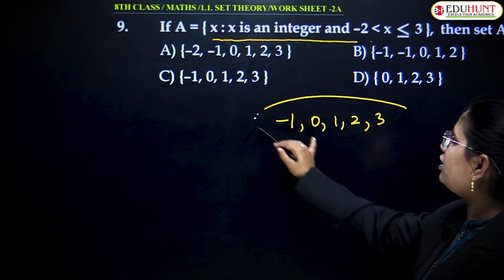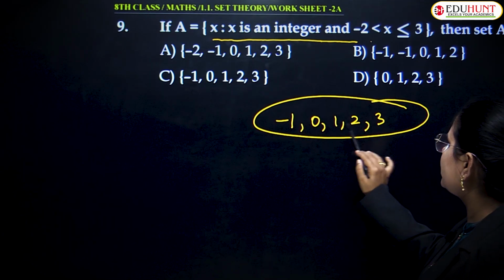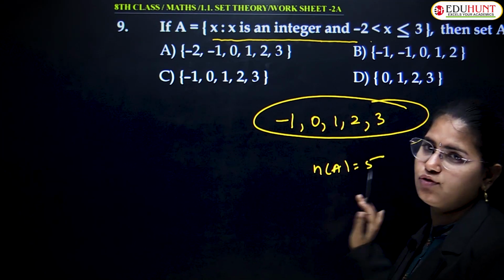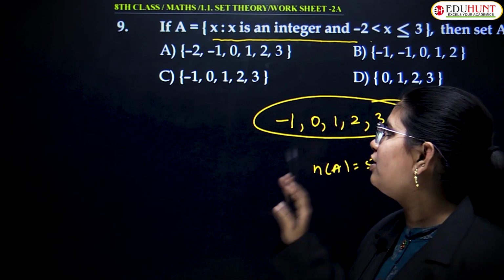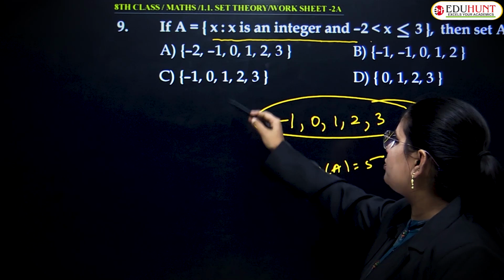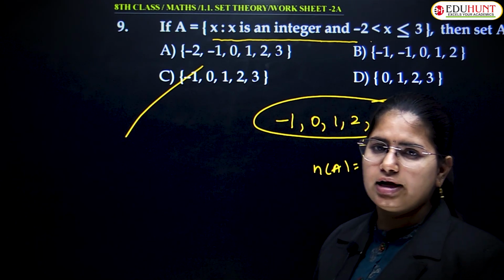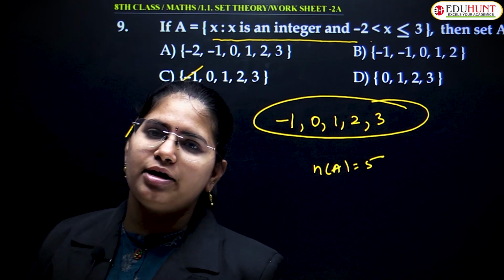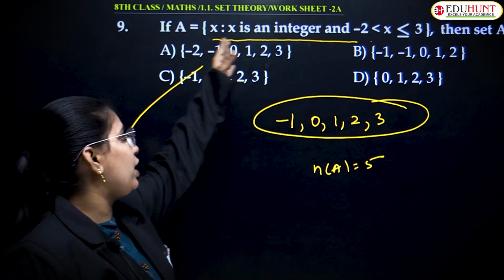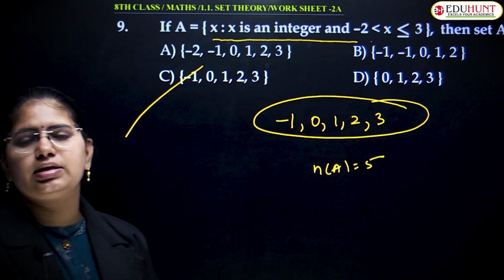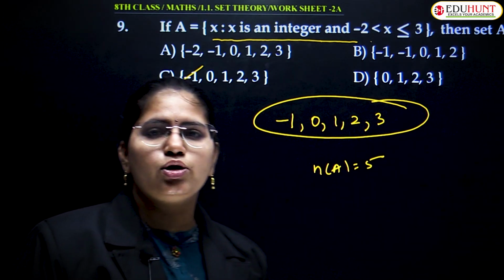So how many elements are there? 1, 2, 3, 4, 5. If I ask the cardinality of A, it is equal to 5, and of course in this question they did not ask that. They asked you the elements. So option C will be your answer. Minus 1, 0, 1, 2, 3. Right? Which is greater than minus 2, and less than or equal to 3. We do have this number of elements in the set. So we have n of A is equal to 5.